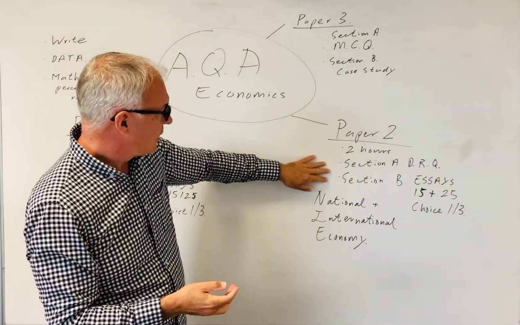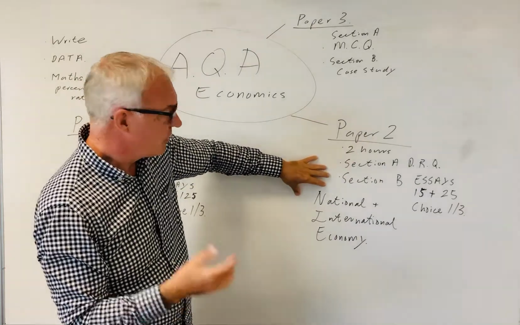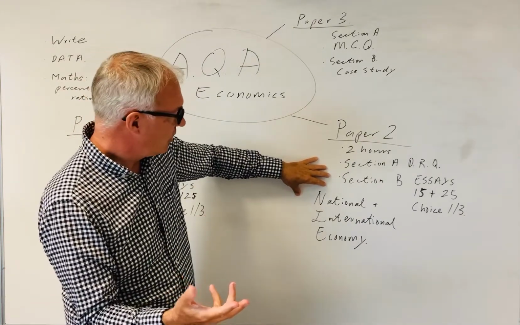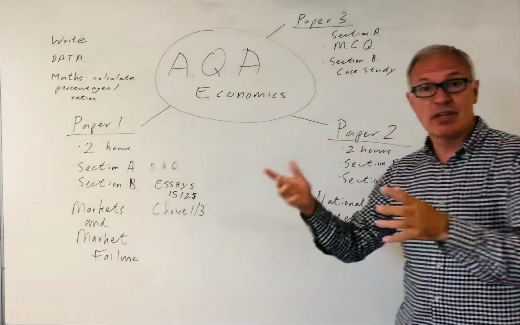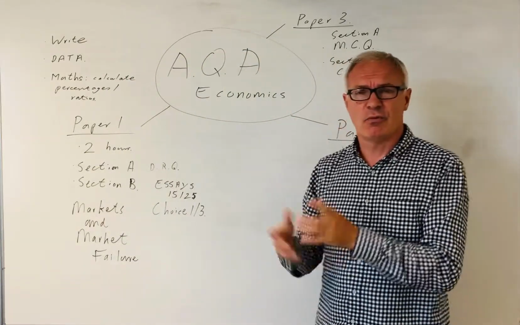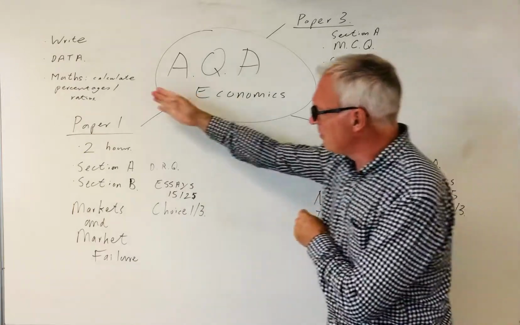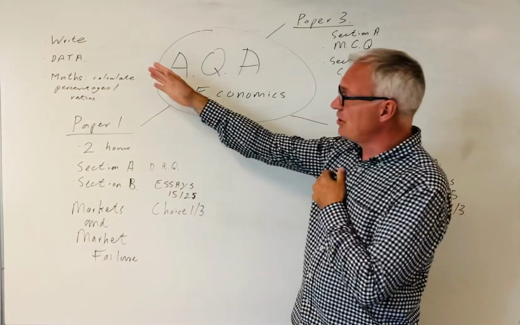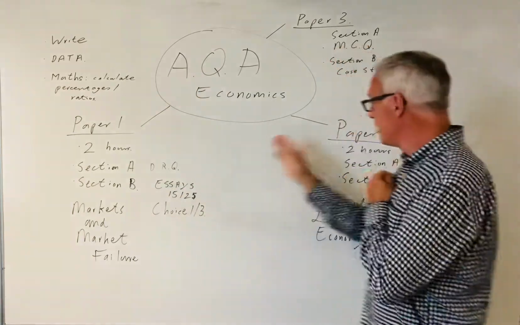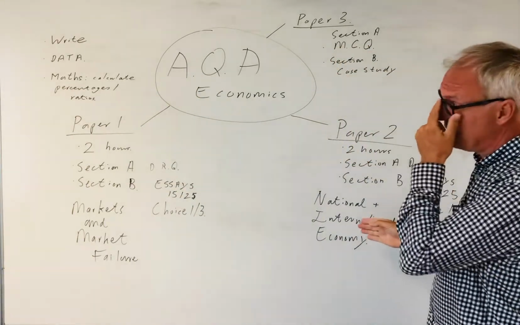And Paper 2 is about the national economy, the international economy. We call this macroeconomics. And for more information on that, see the video on what economics is about. So this is Paper 1 micro, Paper 2 is macro. And normally you'd have a teacher for microeconomics and you'd have a different teacher for macroeconomics.